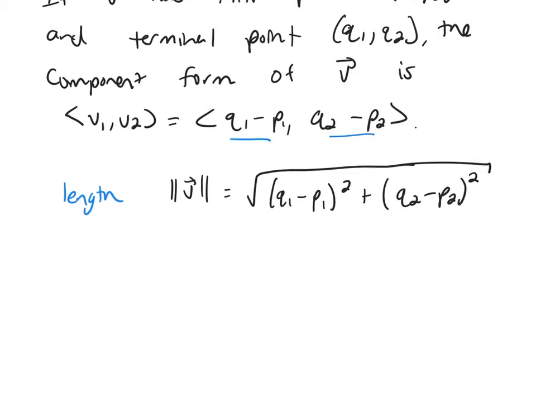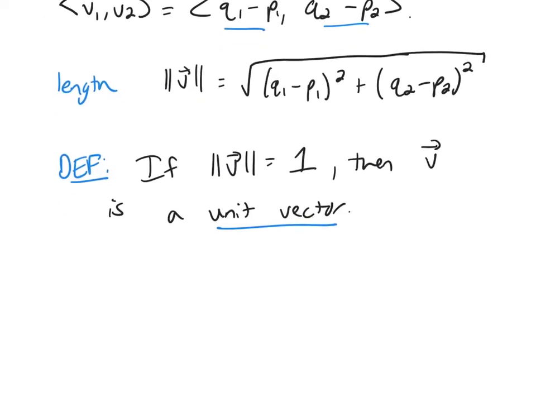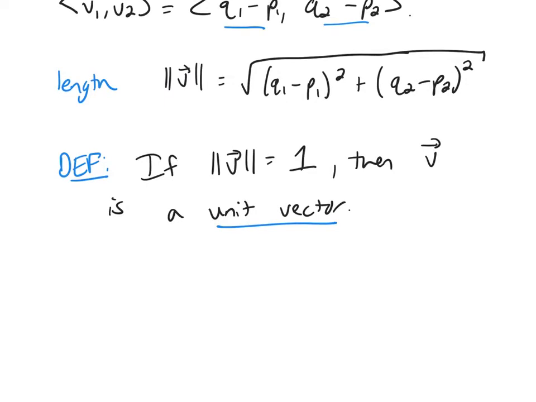The next thing we're going to do is define a unit vector. So if the magnitude of a vector is 1, if it has a length of 1, then we're going to say that the vector v is a unit vector. So unit vectors have length 1. So let's look at an example here.